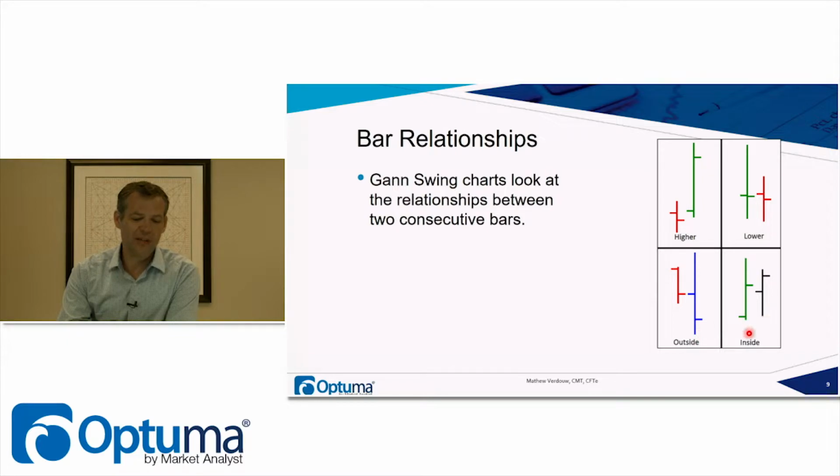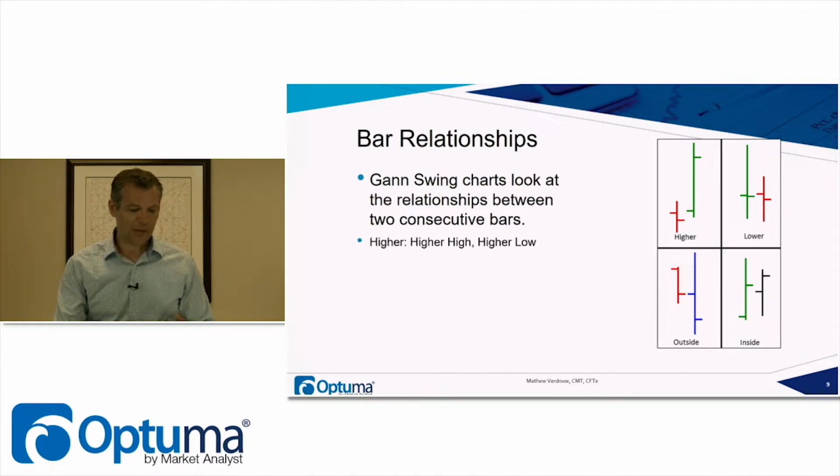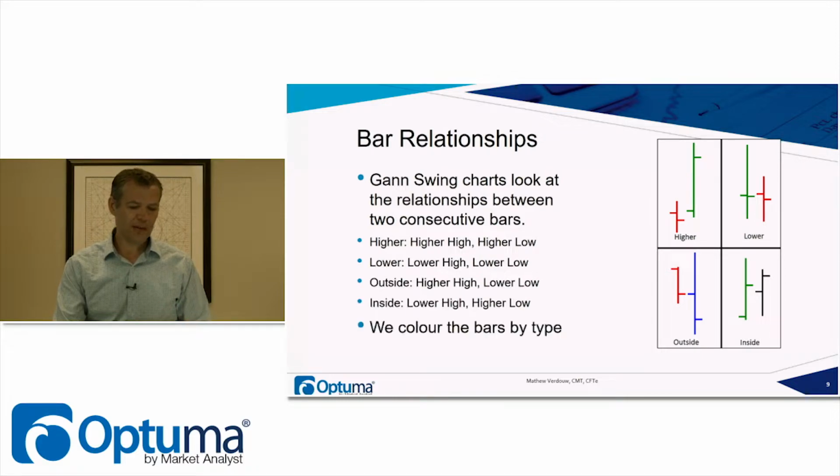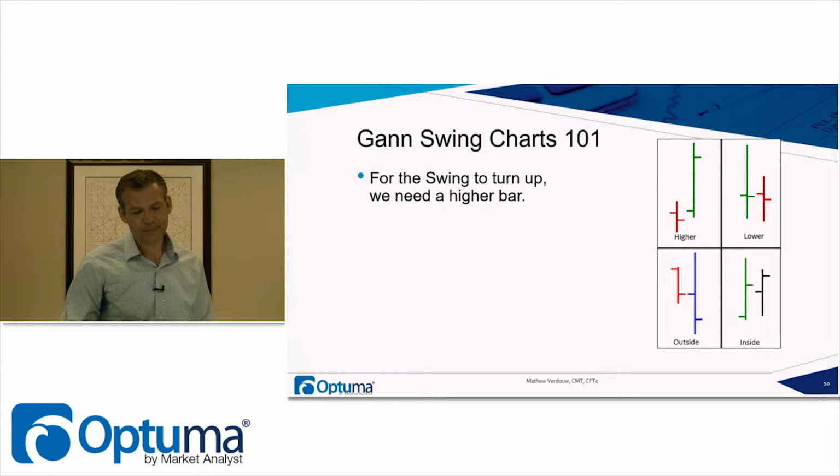And then we have our inside, which has a higher low and a lower high. And so it's these relationships that determine the building blocks, if you like, of the Gann Swing Charts. So we've got those ones there: higher, lower, outside, inside, and we colour all those bars by type.